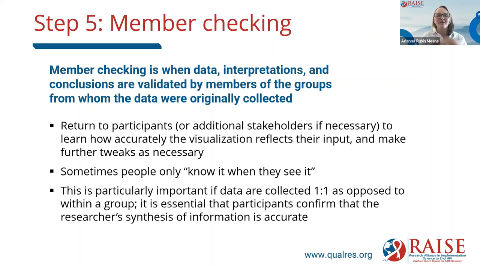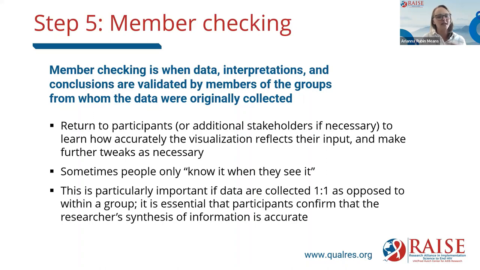So you've built your flowcharts, you've digitized your maps. You want to make sure that before you brush your hands and say you're done, that you validate them, ideally through a process of member checking. So member checking is when data, interpretations, and conclusions are validated by members of the groups from whom the data were originally collected. So here you return to the participants, ideally some of the people who engaged in the original process mapping, to learn how accurately this visualization actually reflects their input. And then you can make further tweaks as necessary.